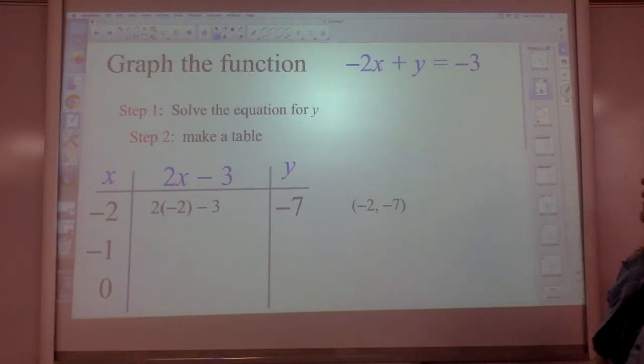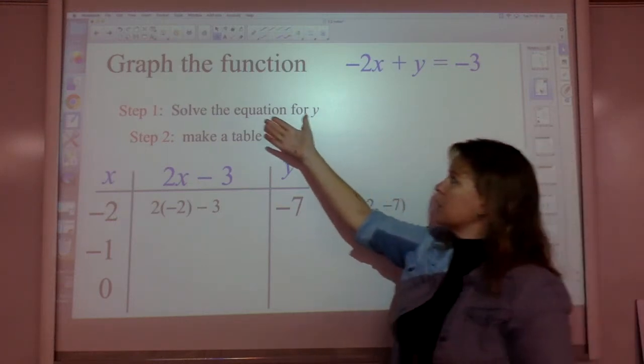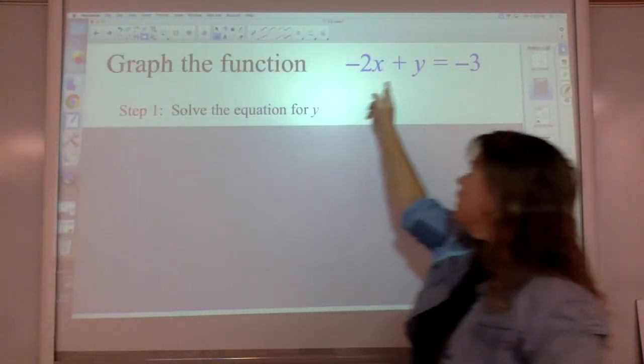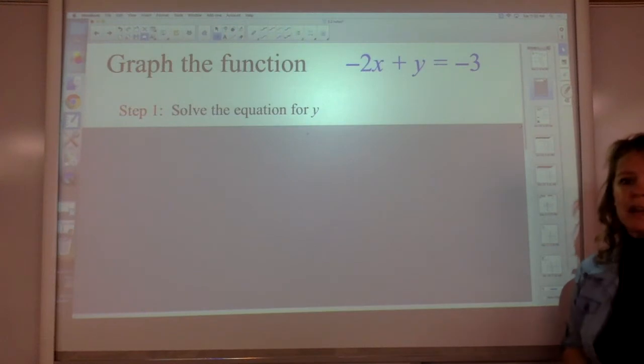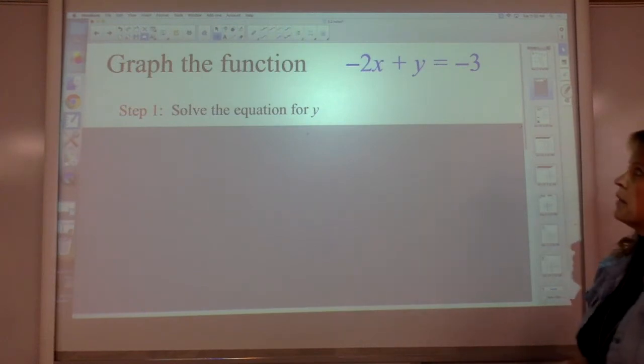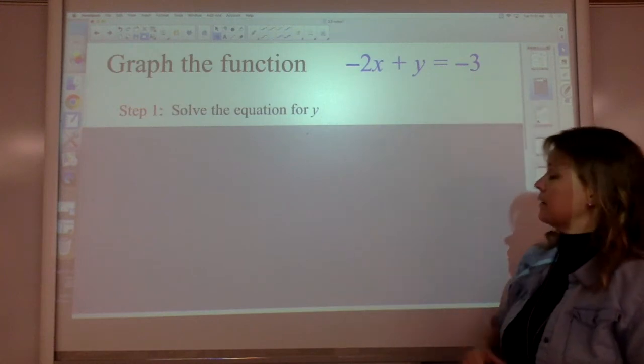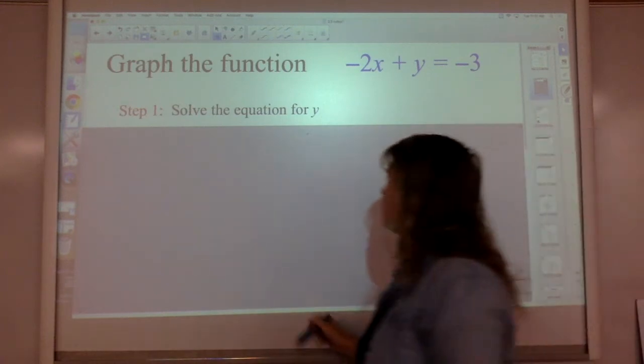A little more graphing, but this says graph the function. We have to solve the equation for y first. Let me cover up all this. We don't want to look at it yet. Solve the equation for y first. We can't graph this and set up the table until that negative 2x is over there on that side of the equation. So how are we going to do that?